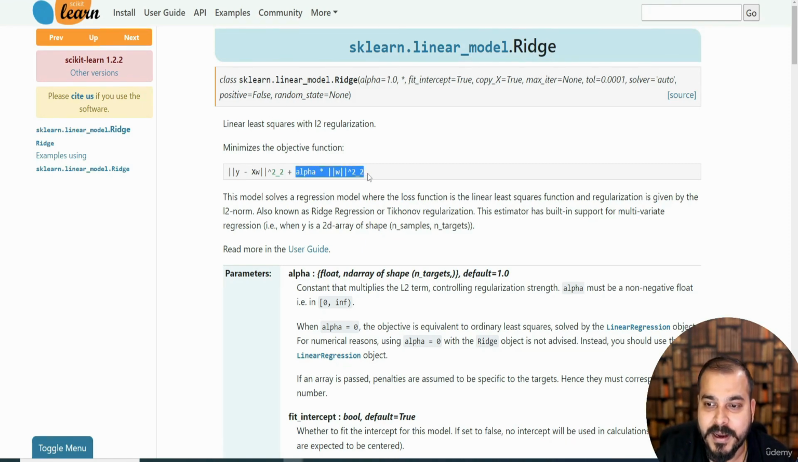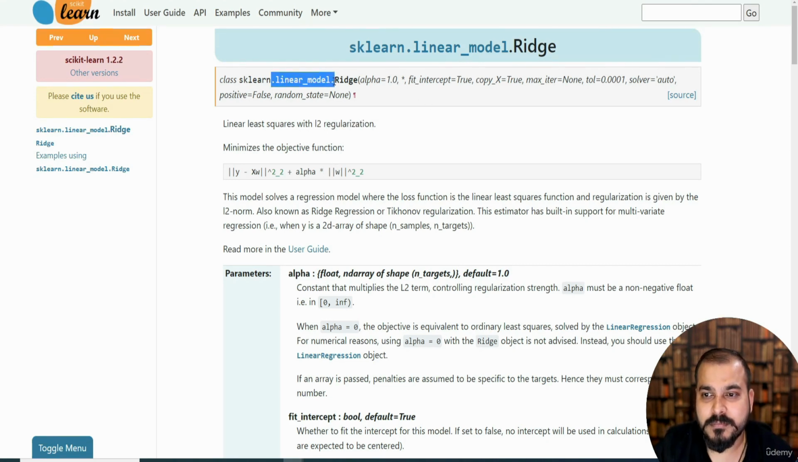See, alpha multiplied by the absolute value of w, right? W basically means my slope. By this format, it is given. This is also called L2 regularization, and we have seen this particular formula in my theory part. All we have to do is use this algorithm over here.